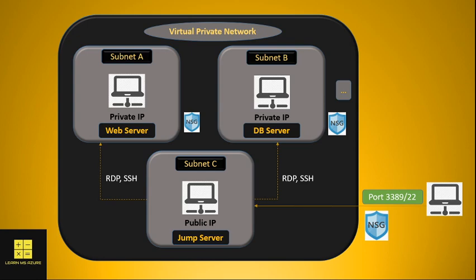So you need not open different kinds of ports in different web servers and the data servers. But one thing to be noticed here is that the jump server will be exposed to the public because you need to open 3389 or 22.